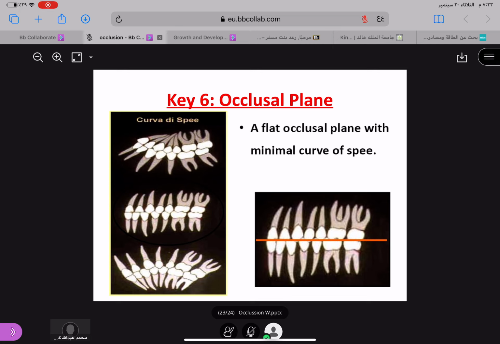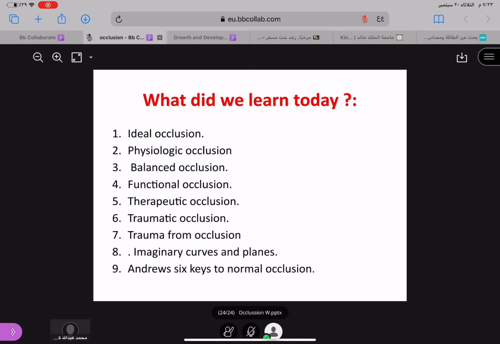So, what are these 6 keys to the normal occlusion explained by Andrews? Number 1 is class 1 molar relationship. Number 2, positive crown angulations. Number 3, positive crown inclinations. No rotations, no spaces, tight contacts, and flat or minimal curve of Spee.